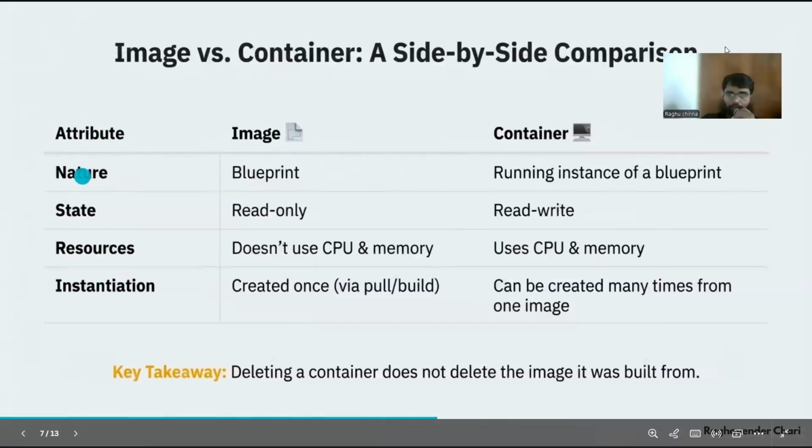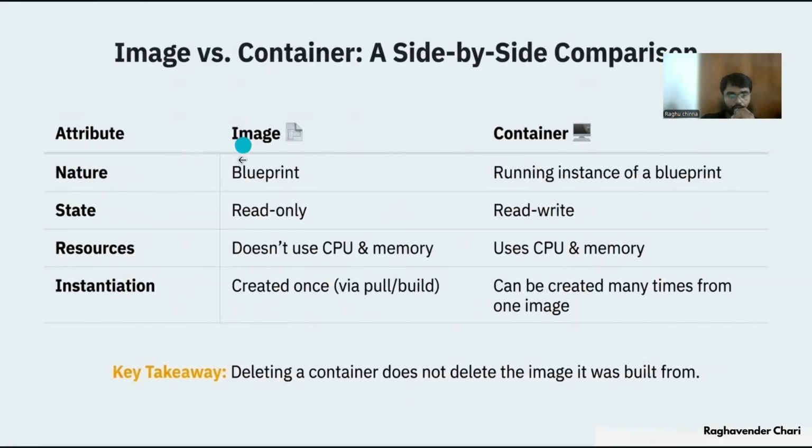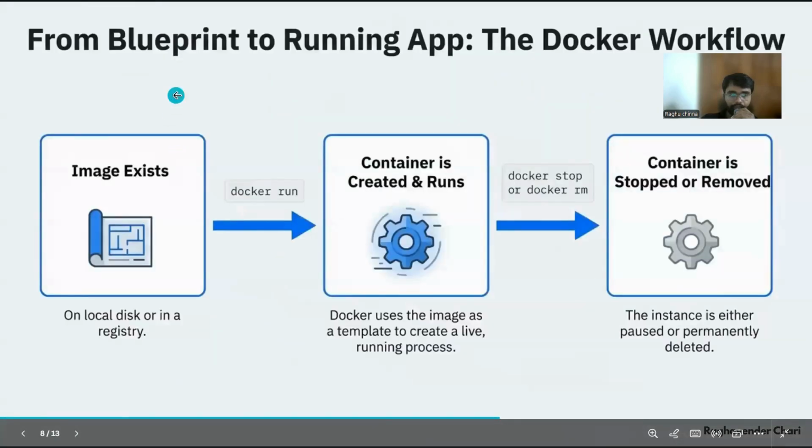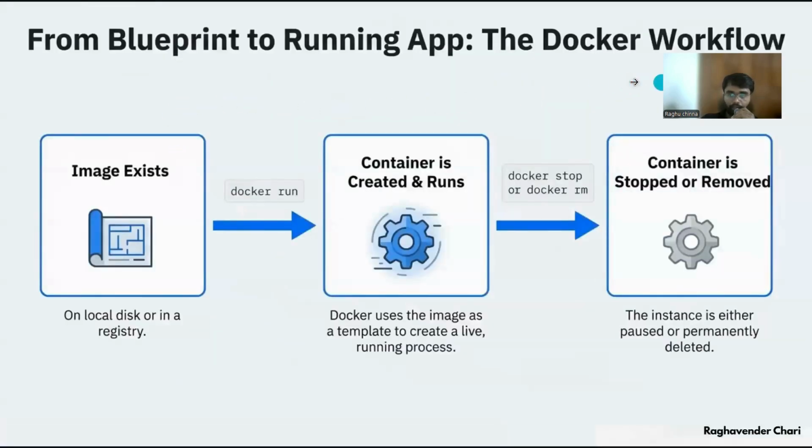Now a side-by-side comparison. An image is a blueprint, and a container is a running instance. An image is read-only, but a container is read and write. An image doesn't use CPU, but a container uses CPU and memory. An image is created once, but containers can be created many times from one image. Deleting a container does not delete the image it was built from. You can delete your container and it won't affect your image. You can always run a new container.